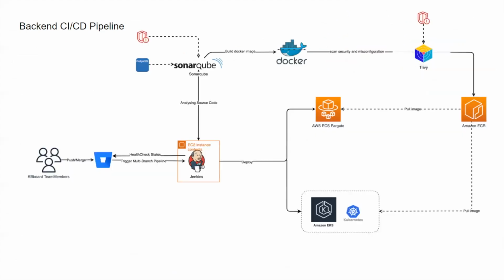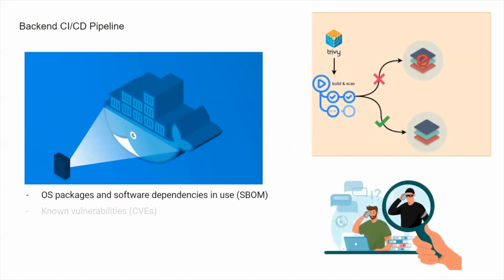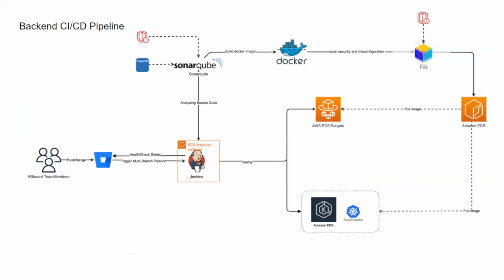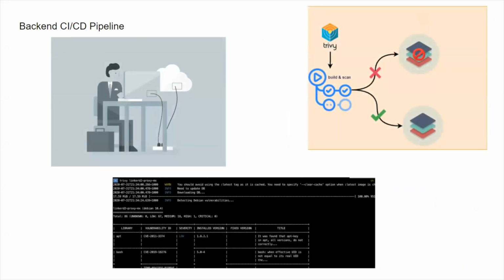We also use Trivy for our security purposes. Trivy can scan security issues and misconfigurations for the container image before it is uploaded by Jenkins to ECR automatically. We set up Trivy in a Jenkins pipeline stage, which is also part of our automation process.